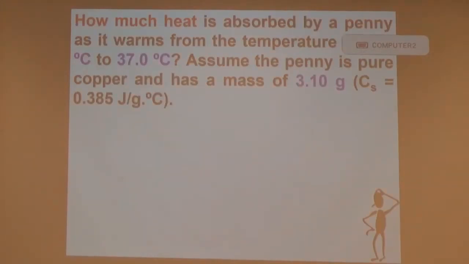So now we have a question. It says, tell us how much heat was absorbed when you start with a penny. The initial temperature for it is -8 degrees Celsius, and you raise the temperature to 37. So now the new temperature is 37. We started at -8, and T2 now is 37. They gave you the mass for it, and also they gave you the specific heat capacity for the penny.